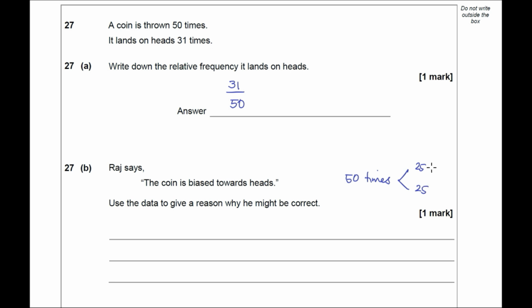But in fact, because it has 31, which is far too many compared to 25, we can say the coin is biased towards heads. If it is, for example, 26, maybe 27, that's quite okay. But it's 31, so it's far too many. So in the written answer, I would say the relative frequency is much more than expected, which is 0.5.